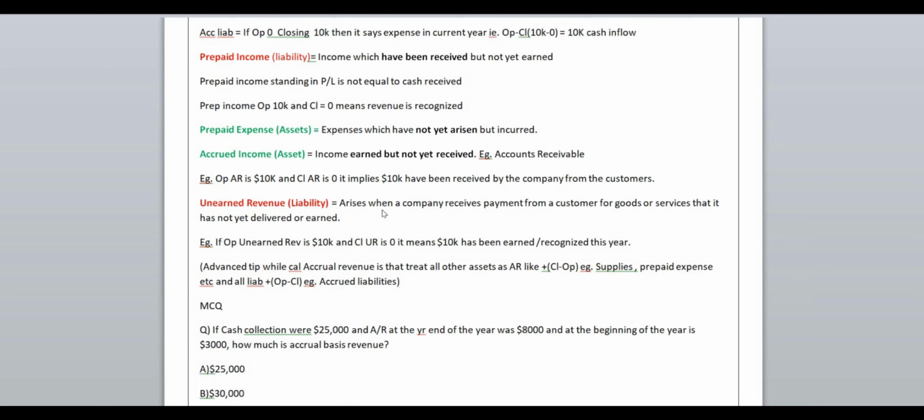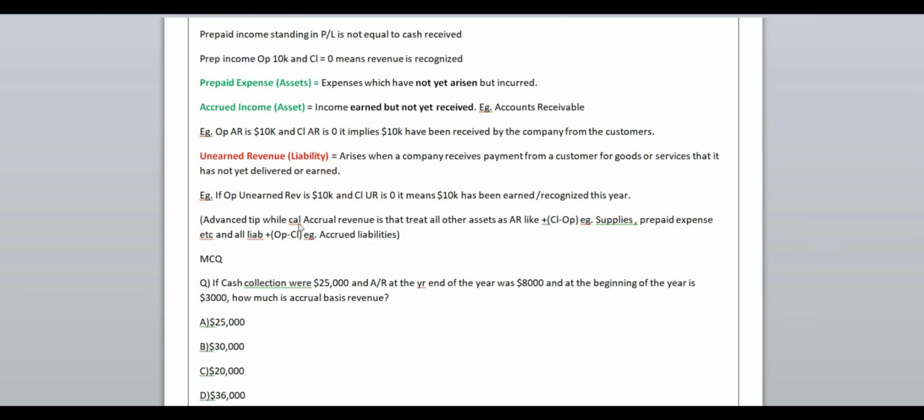The company has an obligation to deliver the goods or services in the future. So the payment received in advance is recorded as a liability on the balance sheet until the revenue is earned. For example, if the opening unearned revenue is $10,000 and closing unearned revenue is 0, it means 10,000 has been earned and recognized this year.